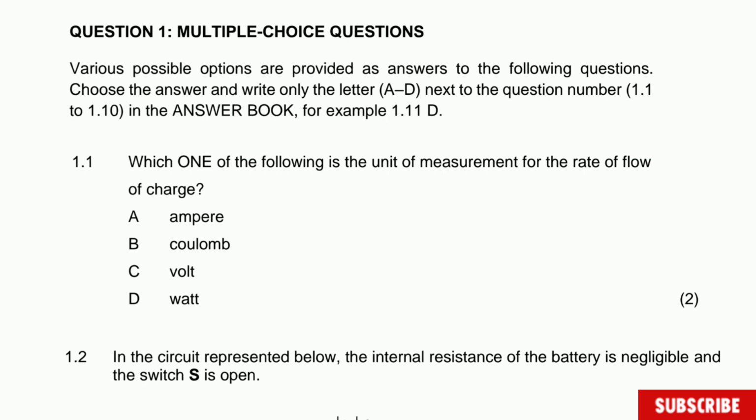Now question 1.1 said, which one of the following is the unit measure for the rate of flow of charge. Rate of flow of charge is when you divide charge by time, and according to this formula, that is going to be current. Okay, guys, that is current, and therefore the answer is going to be A, ampere. Quite simple, the first one.